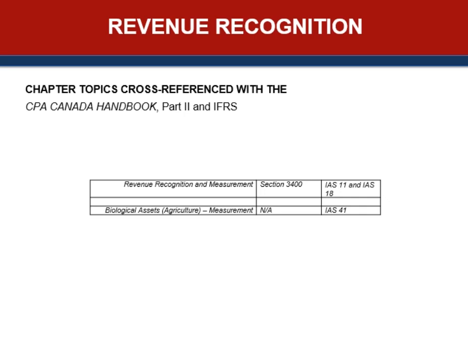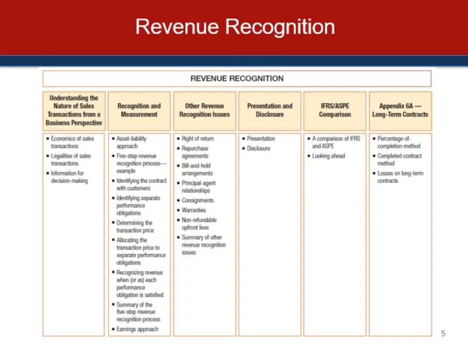IFRS 15 deals with revenue from contracts with customers. It was issued in May 2014, and it applies to annual reporting periods on or after January 1st, so that's beginning on or after January the 1st of this year, 2018, when I'm making this recording. So the basic approach is shown here for the revenue recognition chapter.